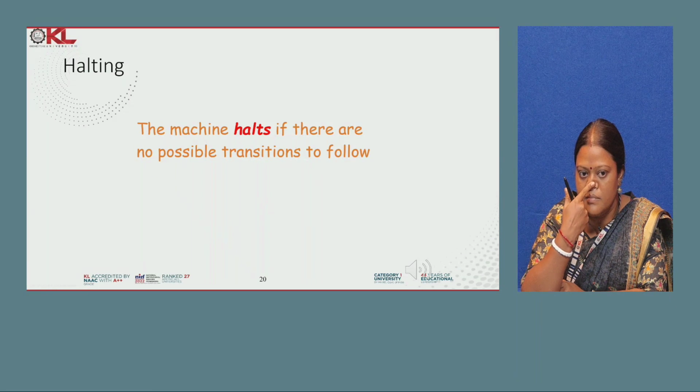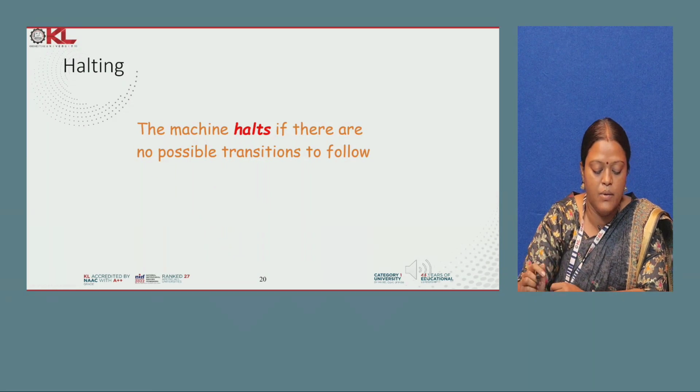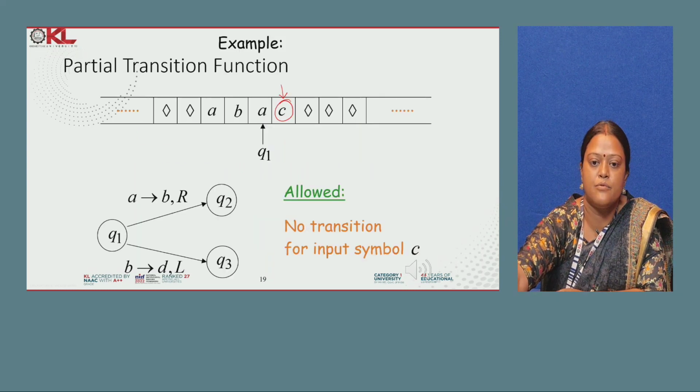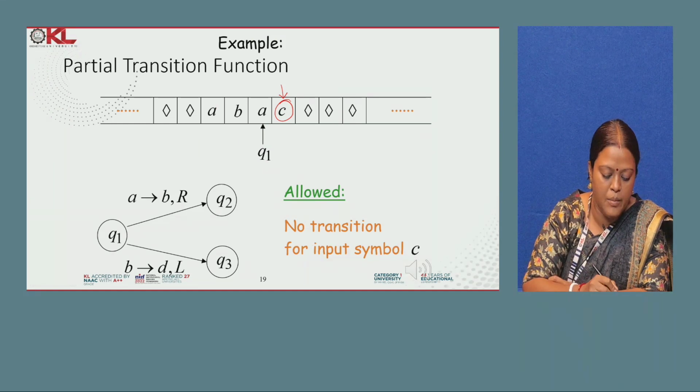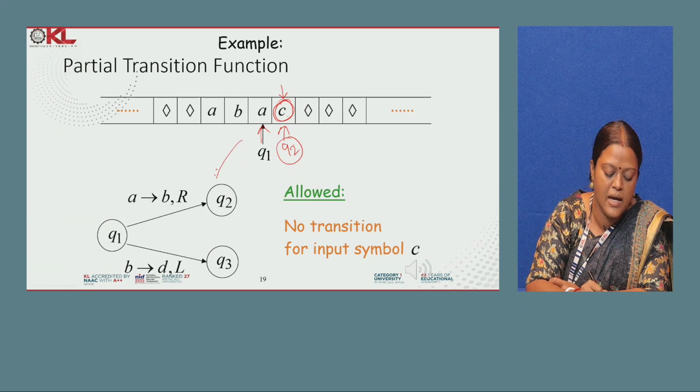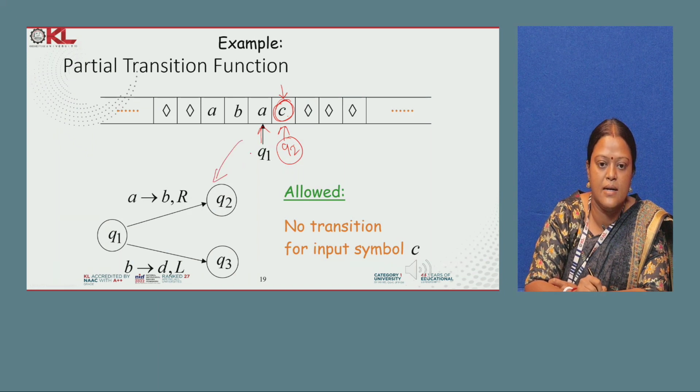So the next term is halting. What is halting? Halting means the machine halts if there are no possible moves or transitions to follow further. Suppose we have reached up to a, then while reading c, we are in q2, but we have not written any transition for it in this diagram, so we can say that our Turing machine halts after reading this symbol.